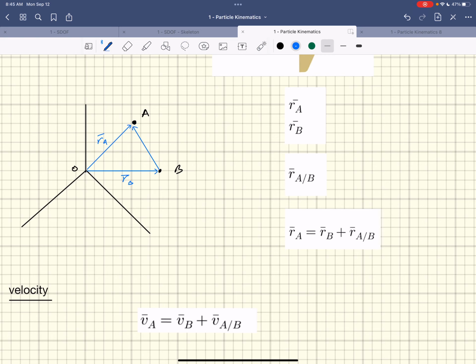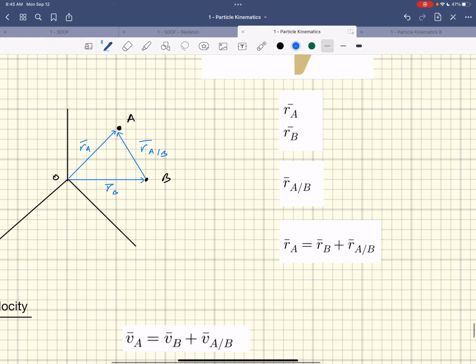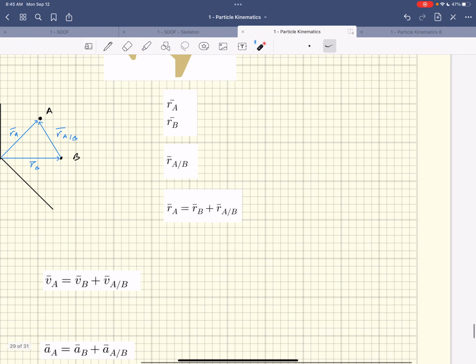This is vector math. If I want to get to A, I can go over to B first and then go from B up to A. Or I can go just from the origin right to A. I could also go to A and then go down to B, and it would be the same as RB. So this is kind of the baseline of this topic.